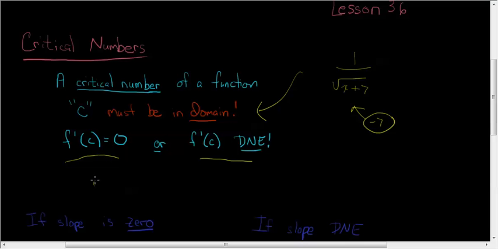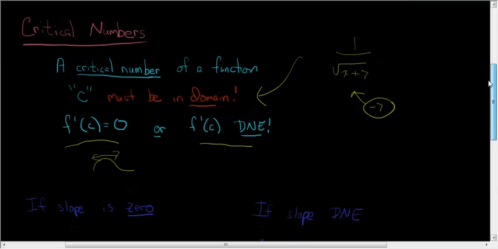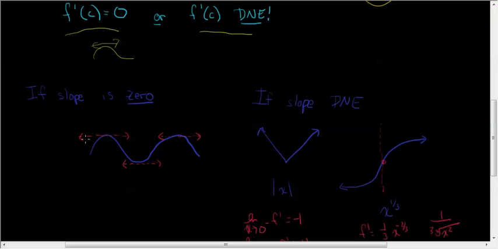Well, when the slope equals 0, let's see what I've got. If the slope is 0, oh here, I've done it down here. If the slope is 0, it looks like this. If the slope does not exist, there's two possibilities.